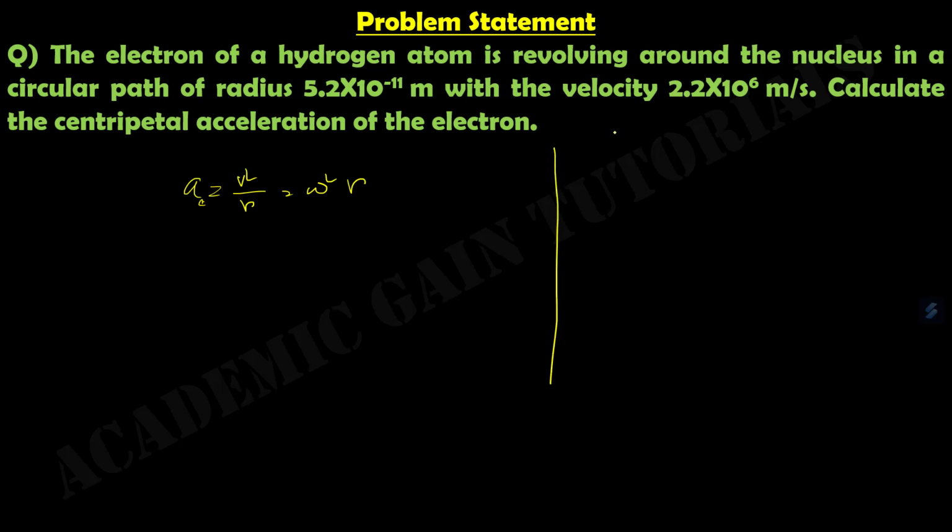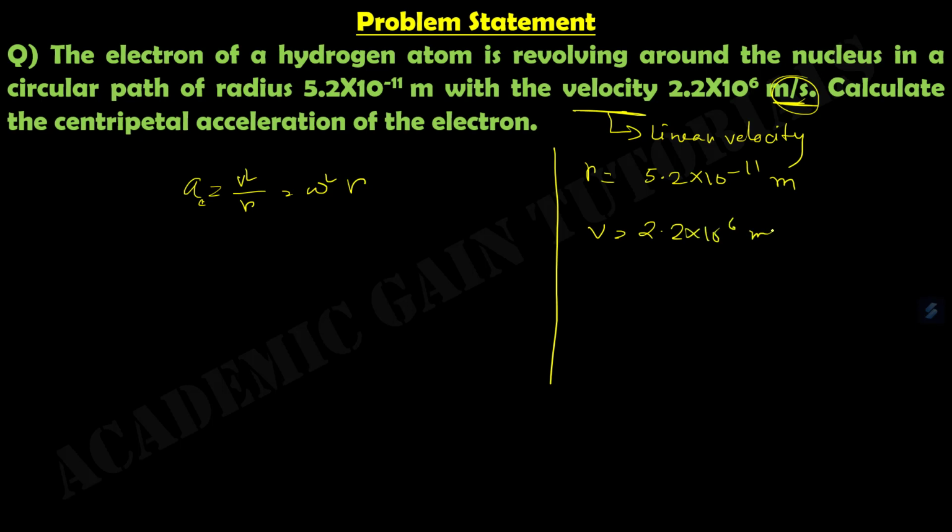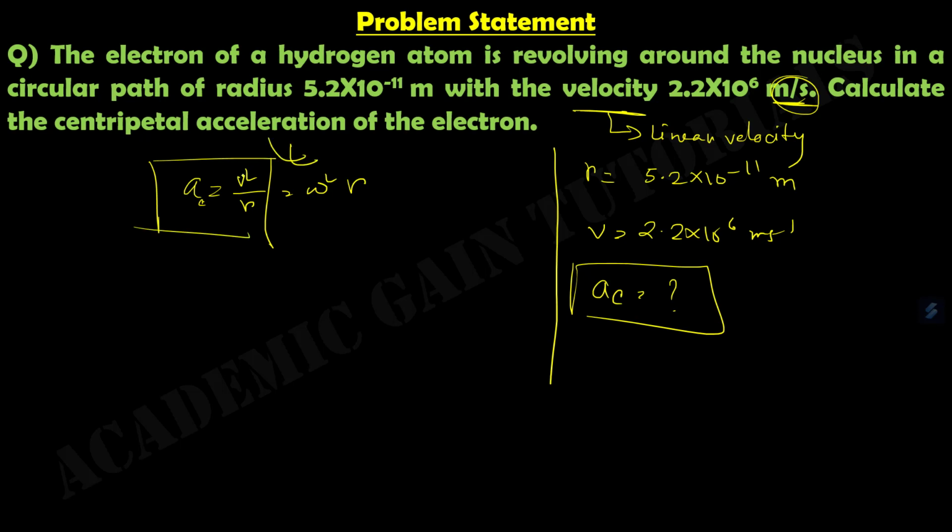Now we have to determine what information we are given. First of all, the radius of the circular path is 5.2 into 10 to the power minus 11 meter, and from the unit of the velocity we determine that this is our linear velocity. So the velocity v is 2.2 into 10 to the power 6 meter per second. We have to find the centripetal acceleration. We will use this formula because it uses the linear velocity, so we will use v square by r.